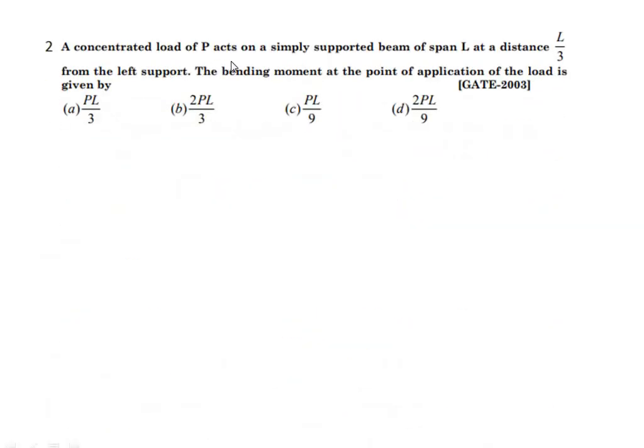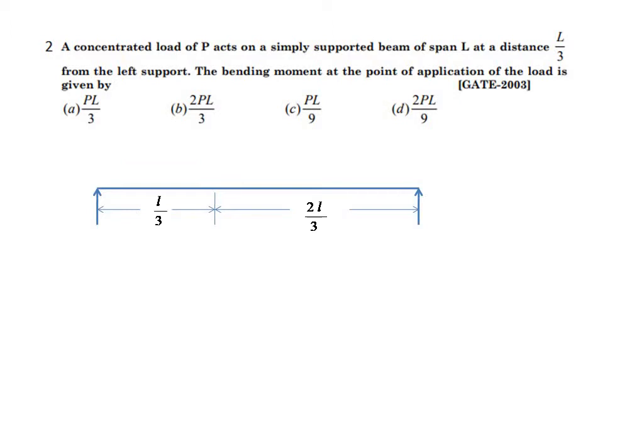A concentrated load of P acts on a simply supported beam of span L at a distance L by 3 from the left support. The bending moment at the point of application of the load is given by. So we have different options. So we have a simply supported beam. Let's have a look at the diagram. Right, this is the diagrammatic representation of the distances, and this is the point where the load P is applied.